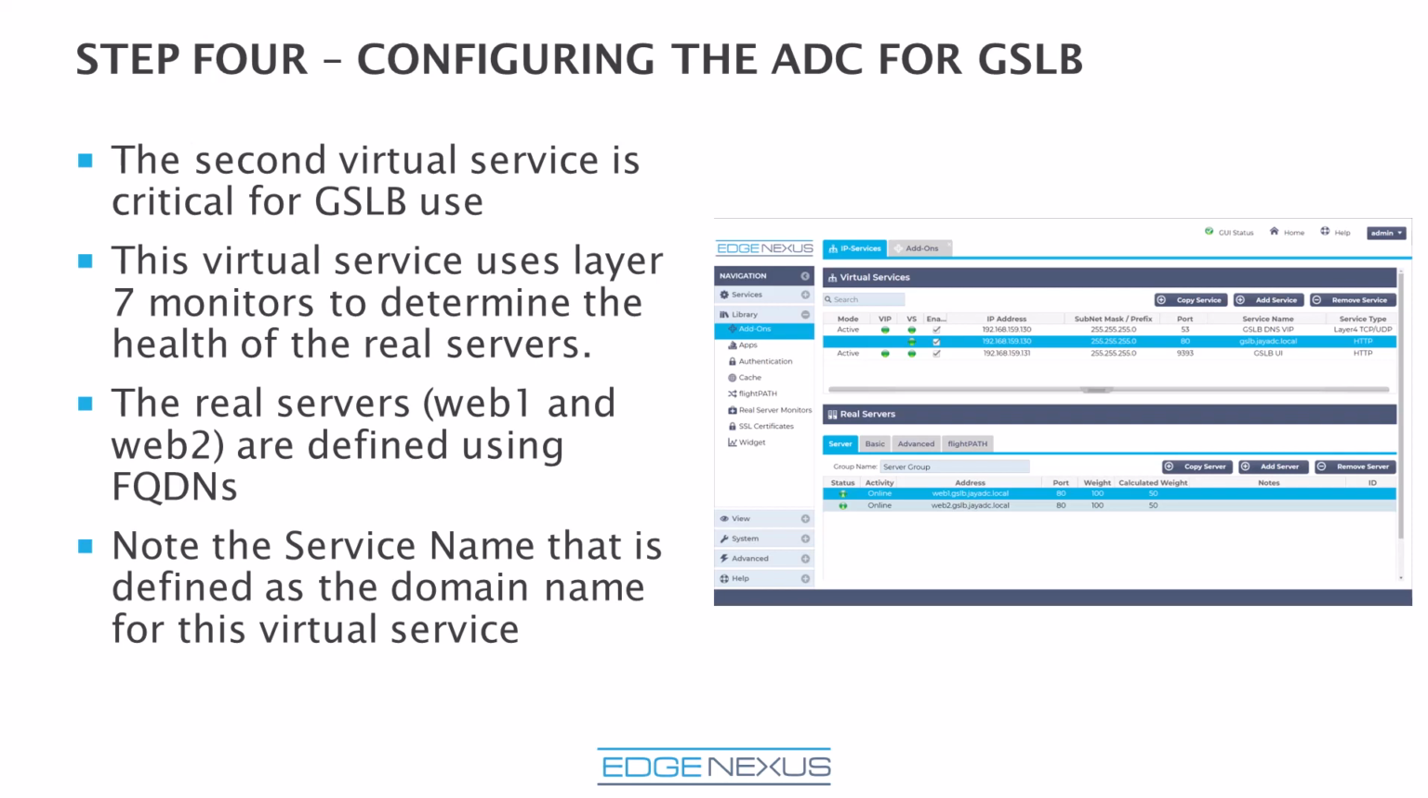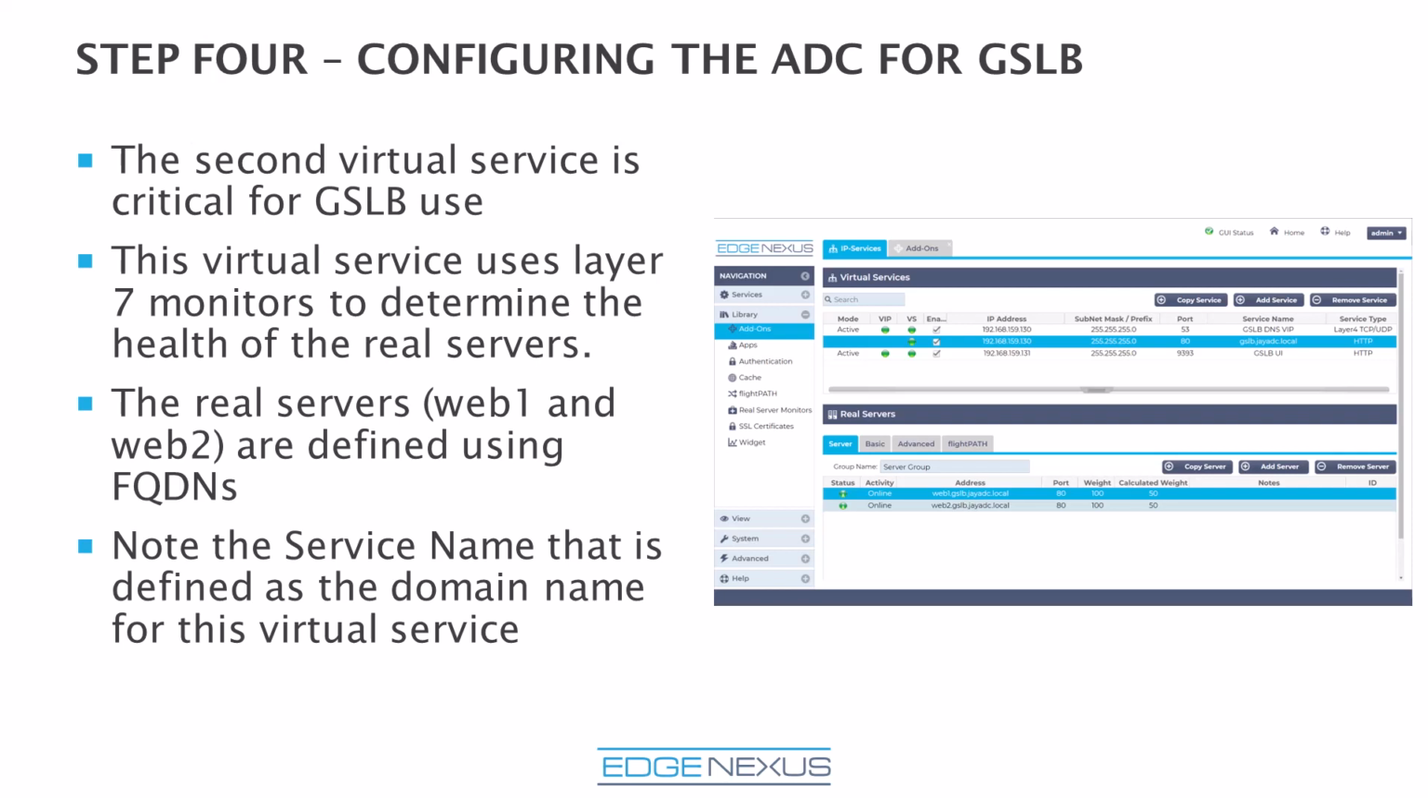The real servers for this service are web servers, Web1 and Web2, and are defined using fully qualified domain names, or FQDNs. Address entries in the real server section are required, as the Edge ADC looks up the IP addresses relating to the FQDNs configured. It does this by referring to the GSLB configured as the ADC's primary DNS server. The ADC will perform the health check configured in the real server's basic tab to confirm the reachability of the returned server IP and port.